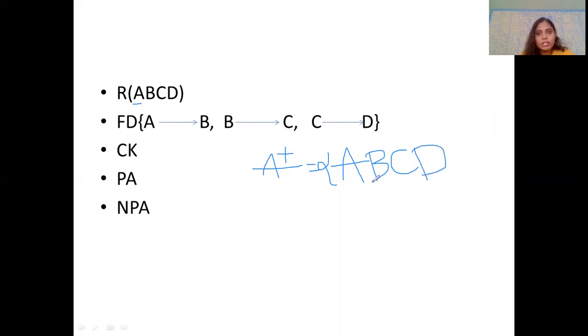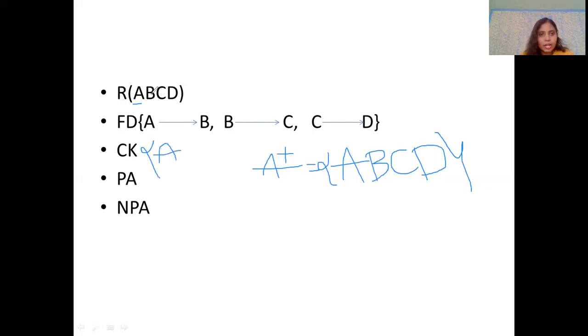So now I will check, are there any attributes present in the relation other than A, B, C, and D? No, I have only 4 attributes. All 4 attributes have been determined. So my candidate key list will contain A as its candidate key.